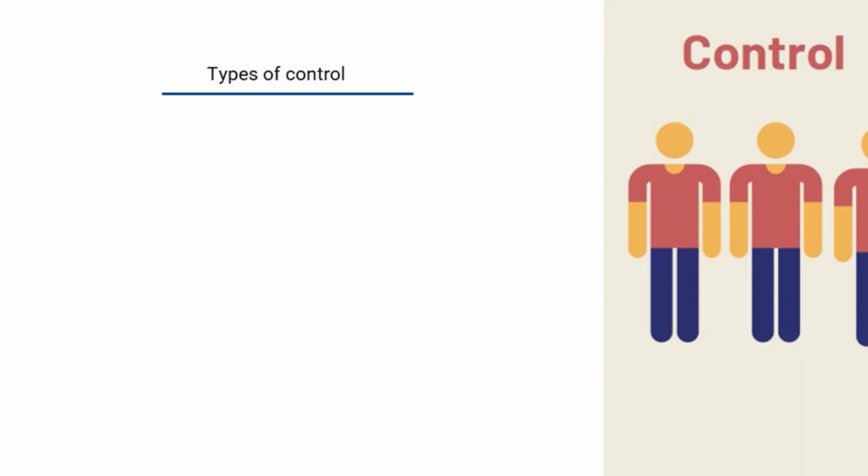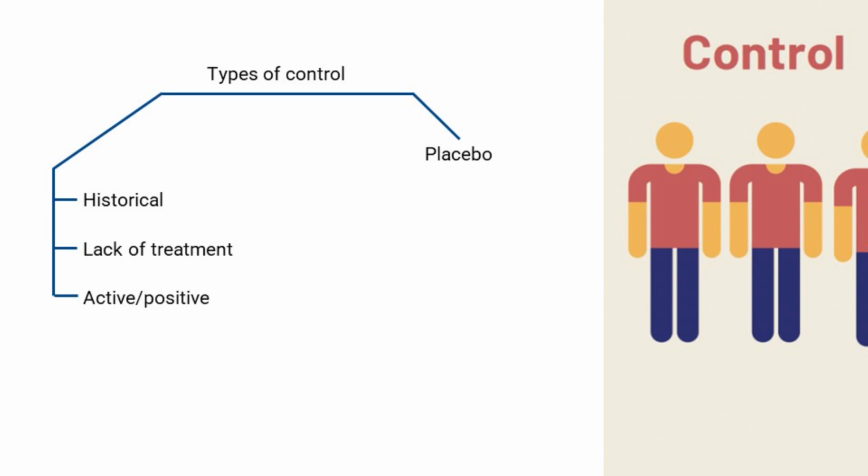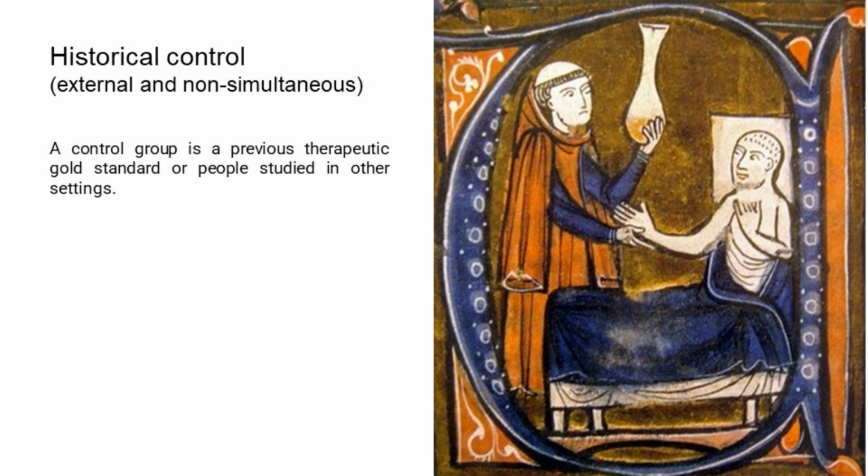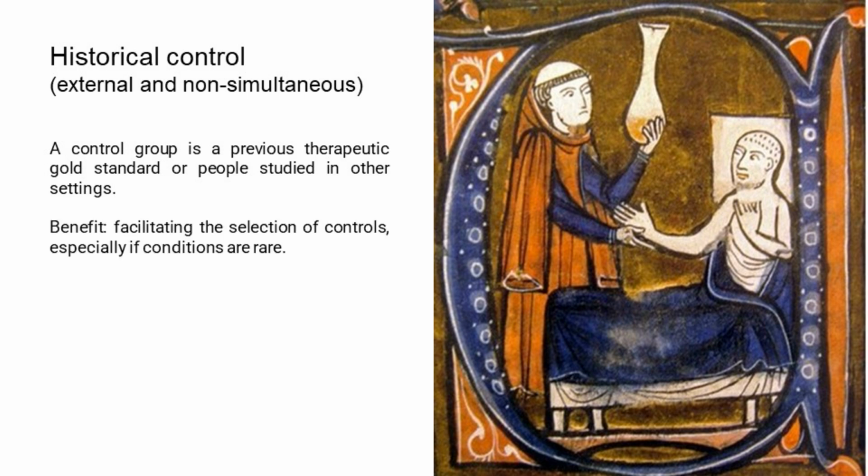There are 5 types of controls: historical, lack of treatment, placebo, active or synonymous positive control, and dose effect. Historical controls, external and non-simultaneous. Control sources are external to the present study and were treated at an earlier time, earlier therapeutic gold standard, or in other conditions. Historical controls have the advantage of studying rare conditions where creating a sample is difficult.